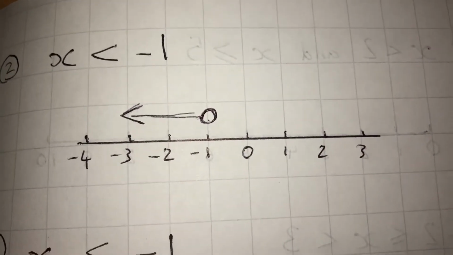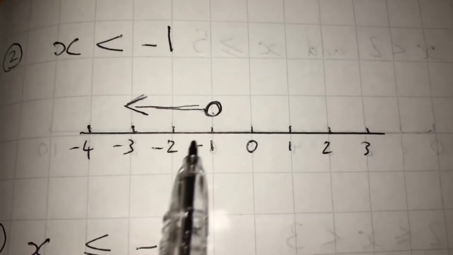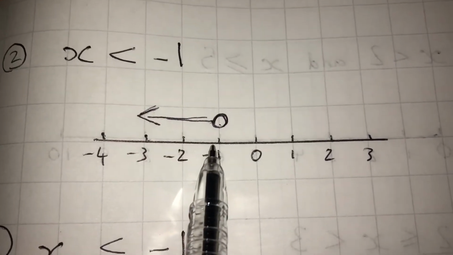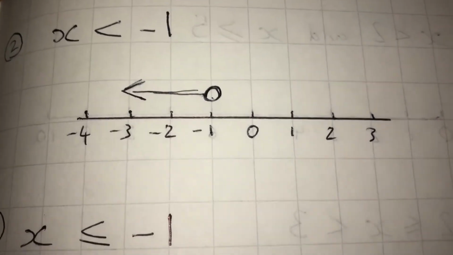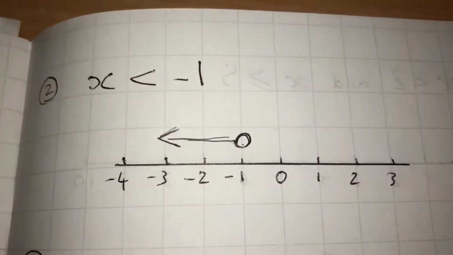It could be minus 2, it could be minus 3, it could be minus a million, it could be minus 1.1, something really, really close to it, but it cannot be minus 1 itself. That is the difference with the open dot and this type of inequality.